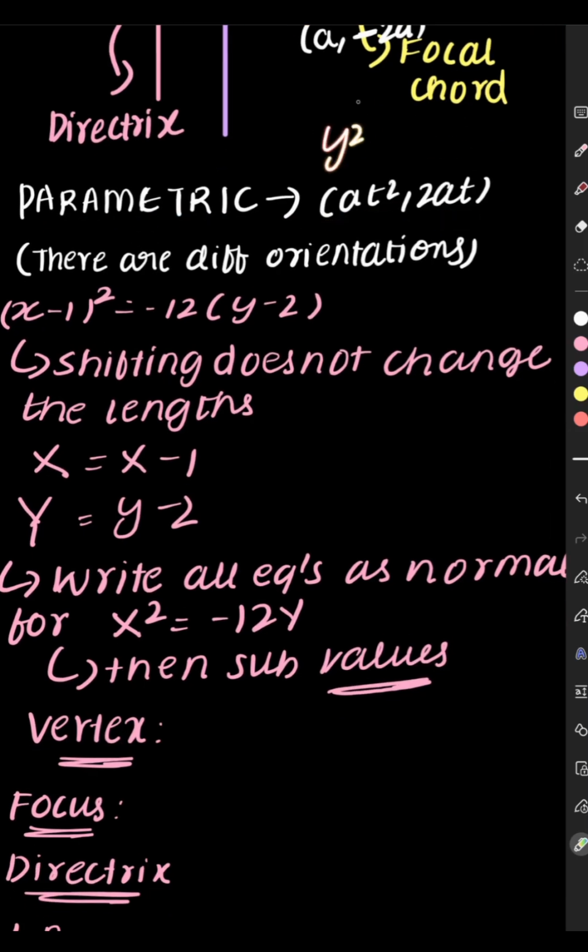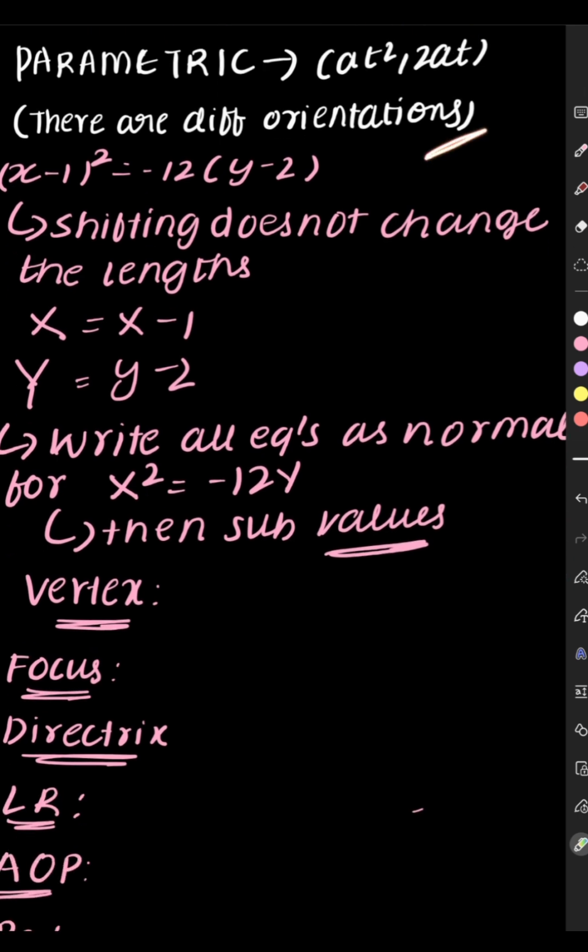This is for y square equals 4ax. But there are different orientations. There's y square equals 4ax, there's x square equals 4ay, there's x square equals minus 4ay, and there's y square equals minus 4ax. So depending on that, you should change the parametric as well.